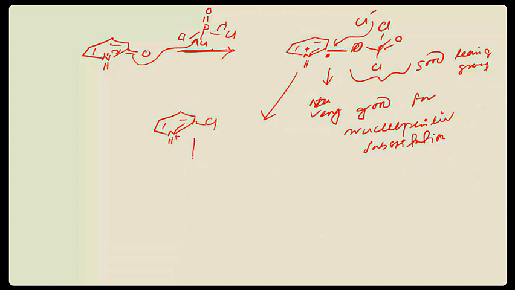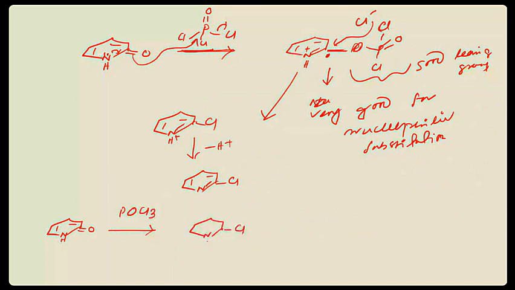You can say plus, then minus H plus. We will have NCl. Basically, if we just, in short, want to write this: if we have this kind of structure, and if we treat that with POCl3, the chlorination at two positions is going to happen on pyridine.